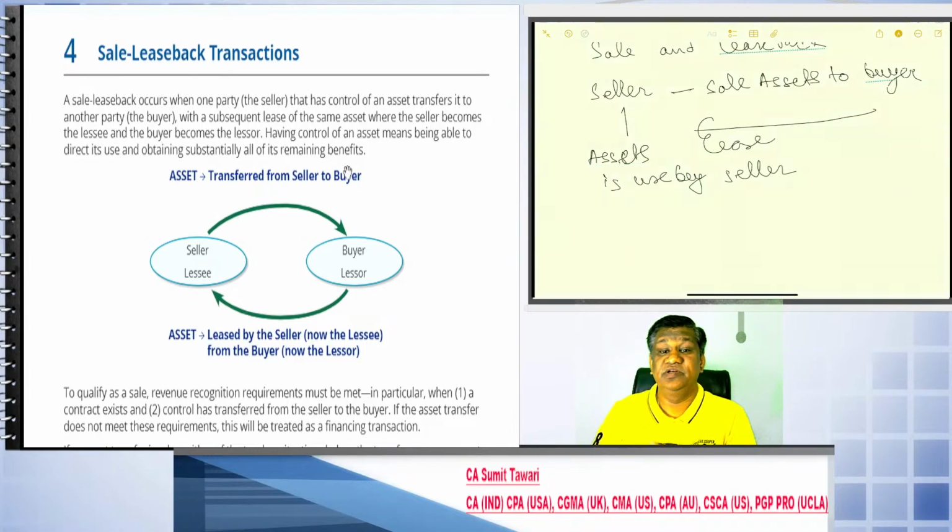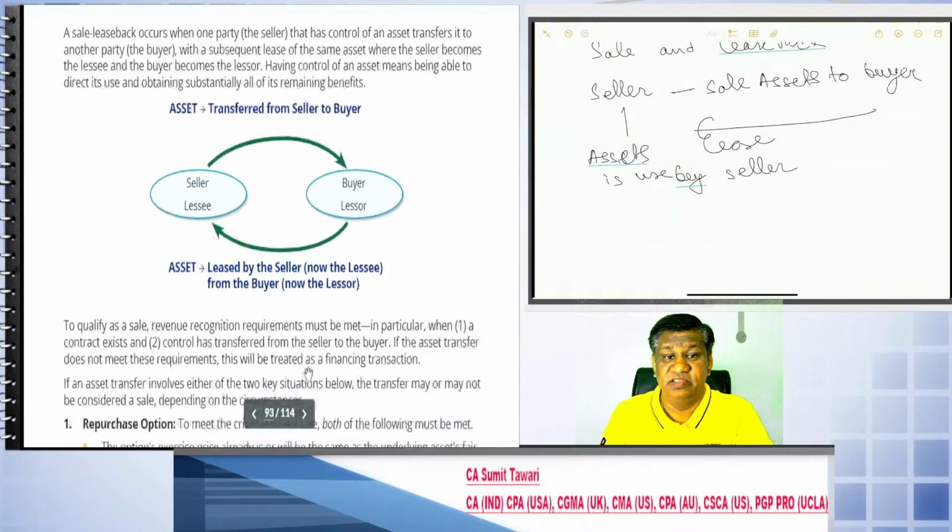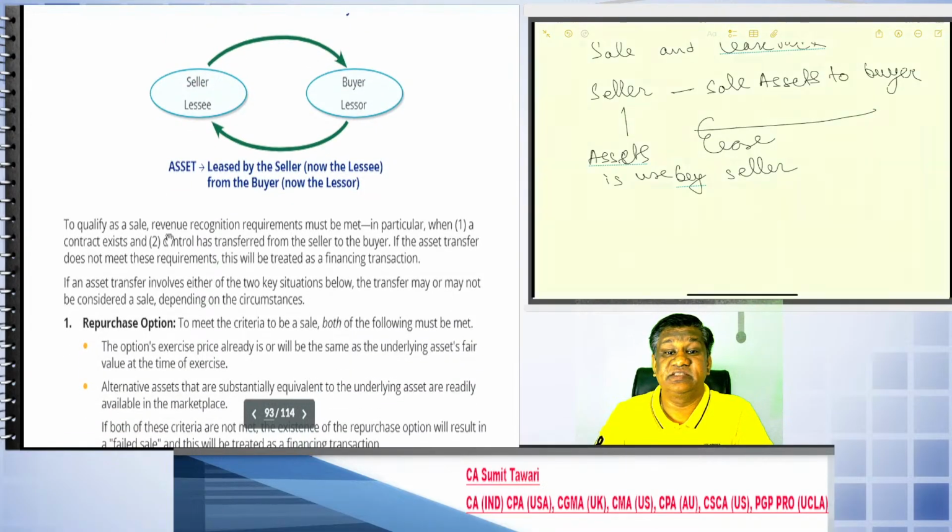Okay, so how do we need to consider this? An asset is transferred from the seller to the buyer, and the asset is leased back by the seller, who is now the lessee, from the buyer. So the asset is still under the control of the seller. To qualify as a sale, the revenue recognition requirements must be met.